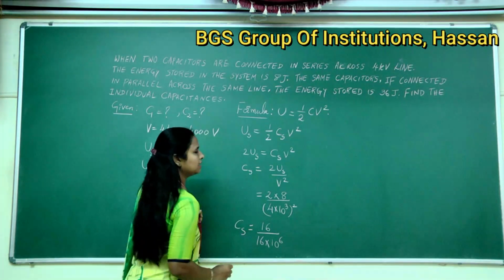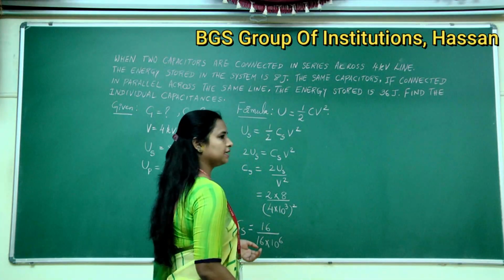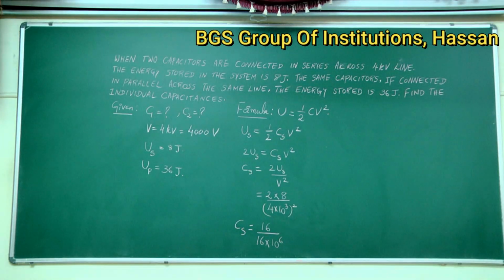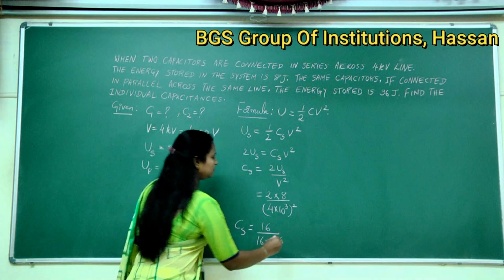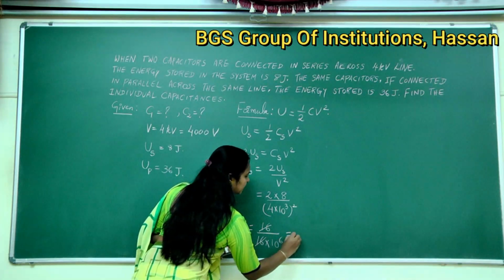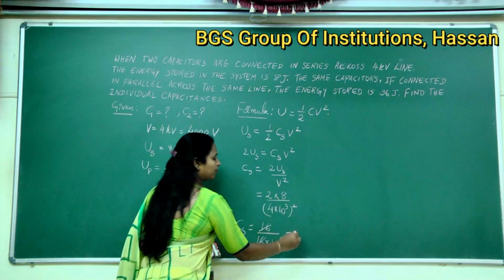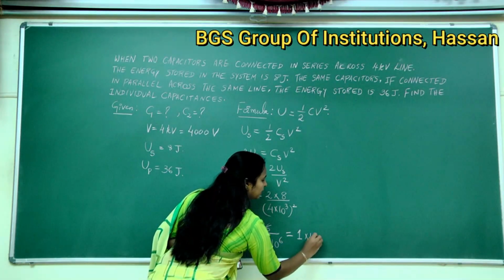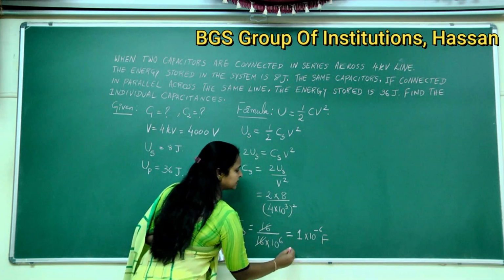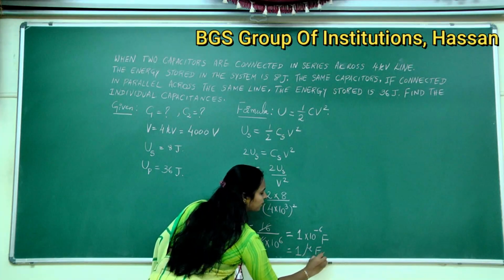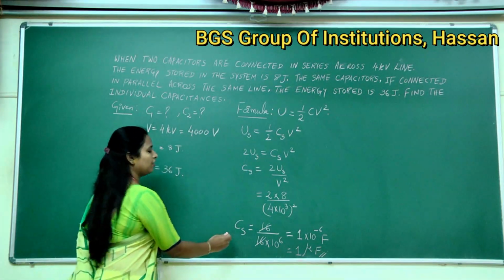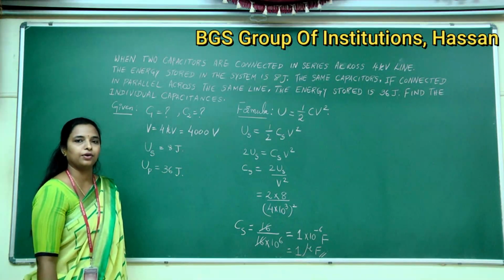Then CS is equal to 16, which gets cancelled. If the 10 power 6 goes to the numerator, it is 1 into 10 power minus 6 farad, and it is 1 microfarad. So we can write the value of CS as 1 microfarad.